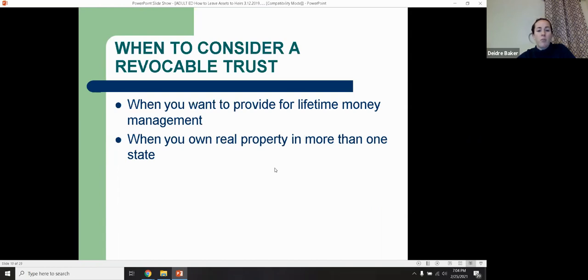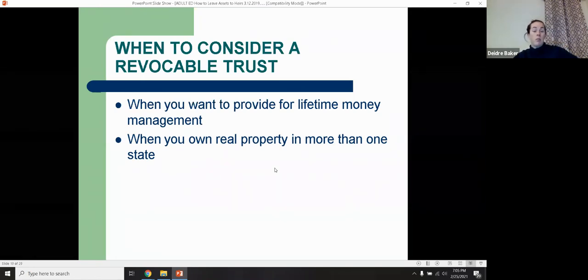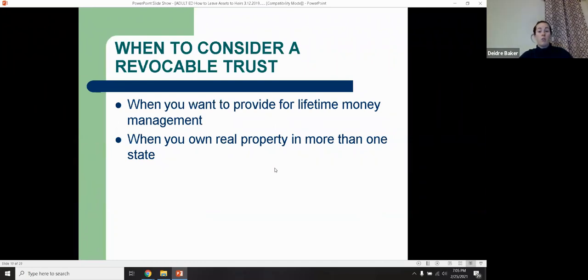I've mentioned this before, but if you're someone who owns a lot of real property, some people have multiple pieces of property in New York, a vacation home or rental property, especially if you own property in more than one state. Essentially, if you're leaving multiple pieces of property in different states, you have to start a probate proceeding in each of those states, if you don't have something passing by operation of law or by a trust. So that's something to definitely consider.